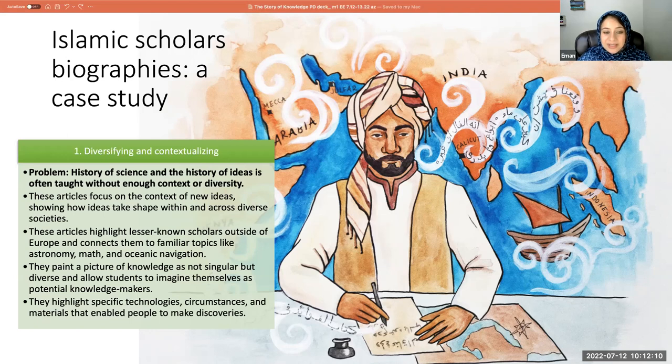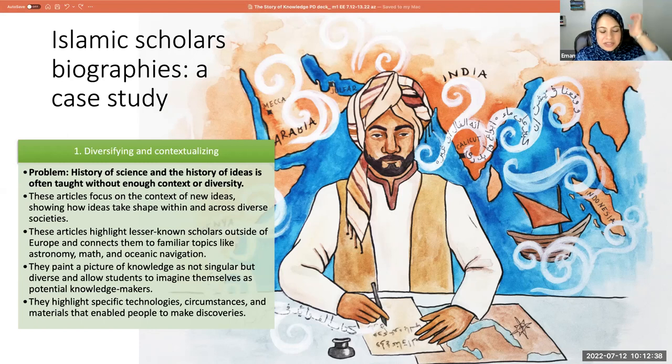And so when you focus on technologies, you necessarily have to focus on context, because you have to think about what were the materials that were available, what were the techniques that people had, what were the political circumstances that required these particular adaptations. And these all played a role in the discovery and innovation. So this is all to say, these help us see that ideas are not in a person's head. They are in a society with particular conditions, just like our society is now.